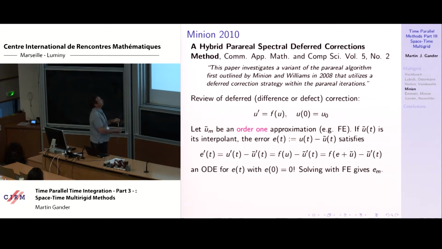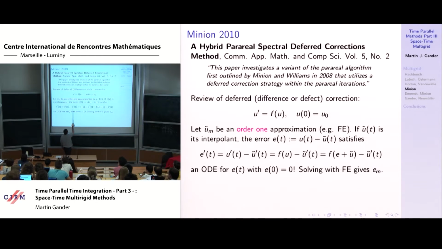So what's a deferred correction method? It's also called difference correction or defect correction. I'm really trying to find out if there is a difference between those. There is none. This is all used interchangeably for the same type of method. So suppose you want to solve the ODE u prime equals f of u with some initial condition u0, and you just use Euler to do it, first approximation.